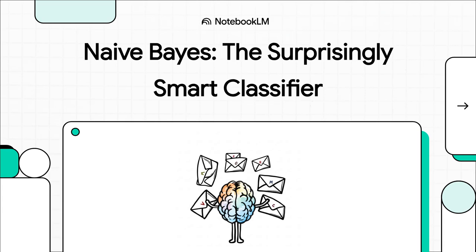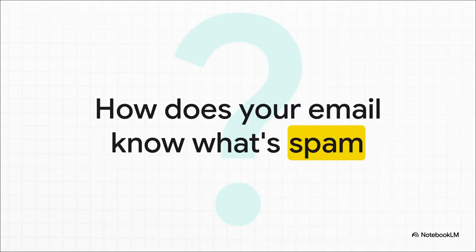All right, today we're going to dive into one of the most elegant and honestly, surprisingly powerful tools in machine learning, the naive Bayes classifier. It's simple, it's lightning fast, and I guarantee you interact with what it can do pretty much every single day. You ever wonder how your inbox just knows how to filter out all those junk emails about some secret inheritance or a sale you just can't miss?